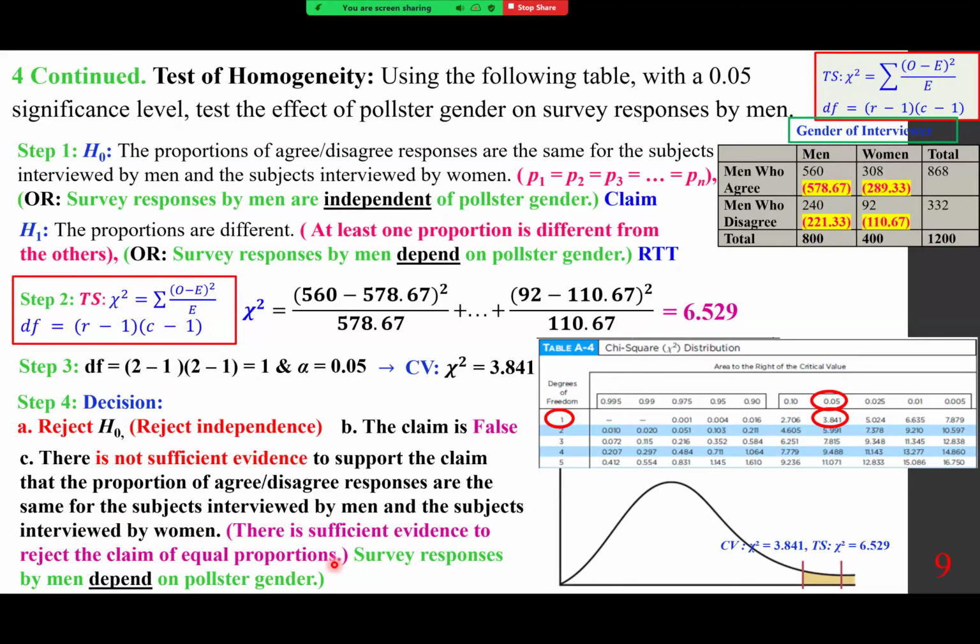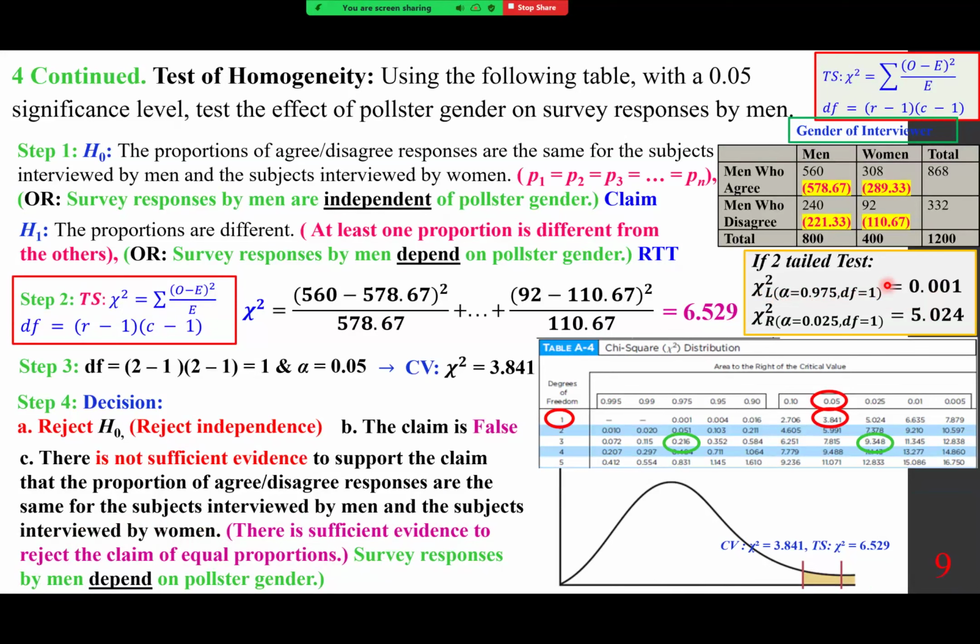And we are done. If by any chance we wanted to go with a two-tailed test, for the chi-squared of the left, alpha is 0.975, degrees of freedom is 1. Take a look at these 2 numbers. That's how you get them. And this is larger than the chi-squared of the right. It puts you in the right-tail test anyway. So you end up with the same result.